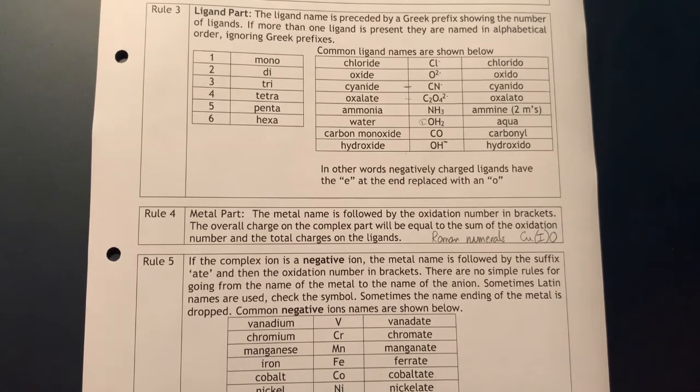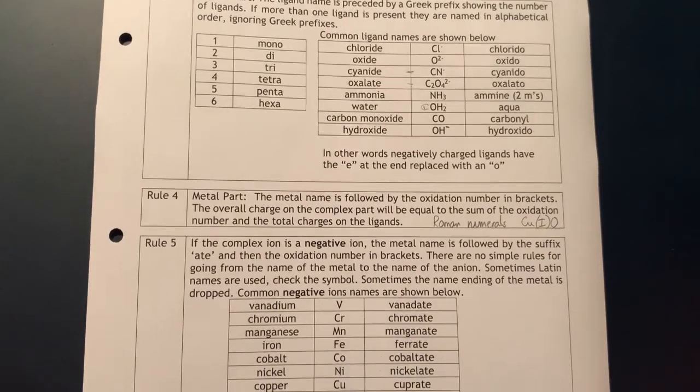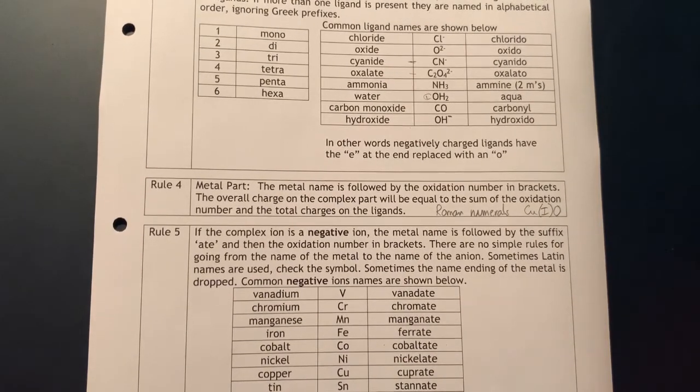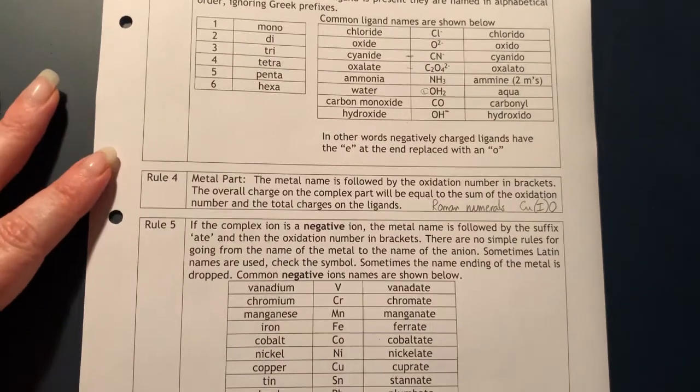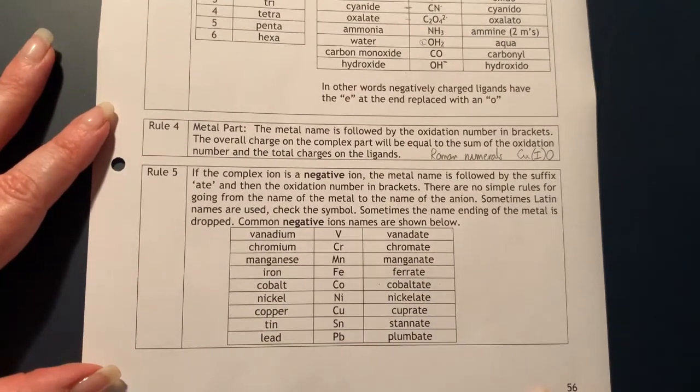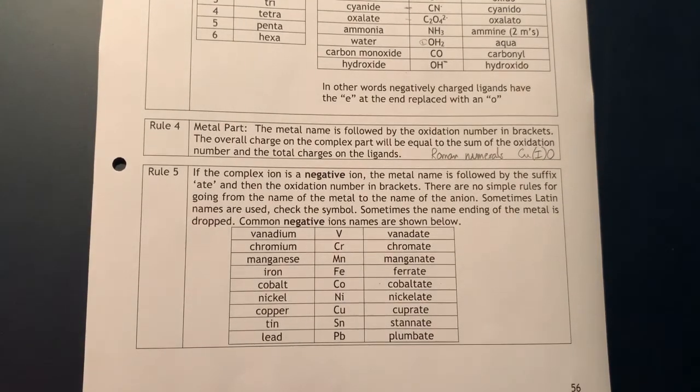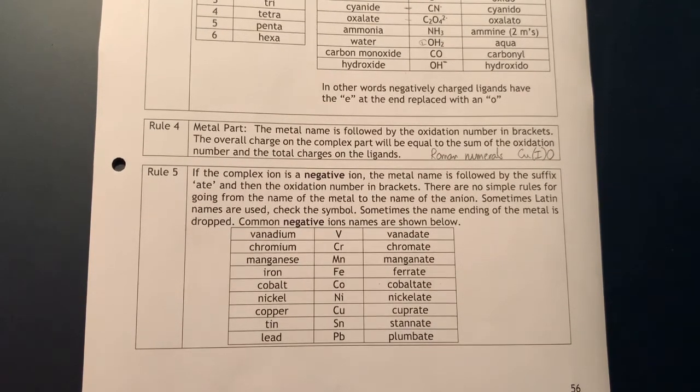If the complex ion is a negative ion, the metal name is followed by the suffix -ate and then the oxidation number in brackets. Unfortunately, there are no simple rules for going from the name of the metal to the name of the anion. Sometimes Latin names are used. Check the symbol. Sometimes the name ending of the metal is dropped. Common negative ion names are shown below.